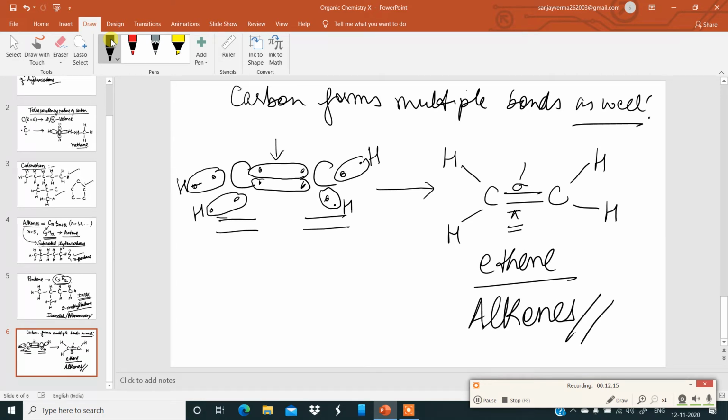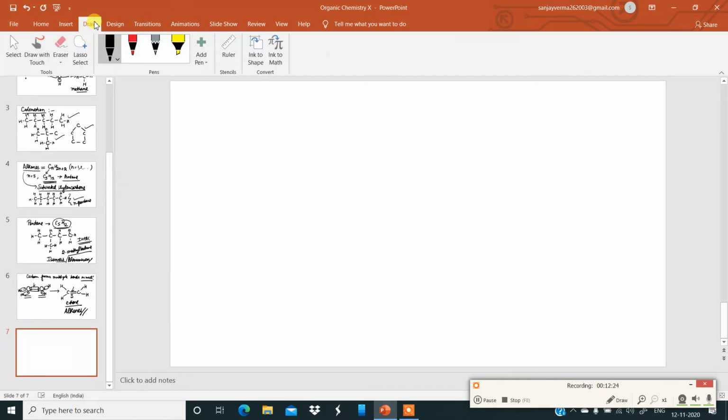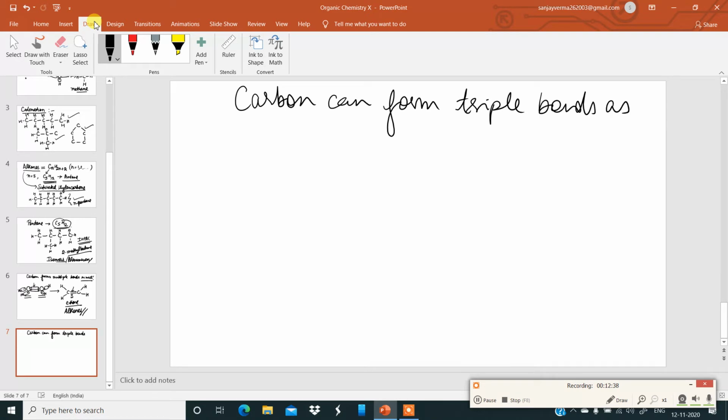Okay. Now similarly, it can also form triple bonds. Carbon can form triple bonds as well.